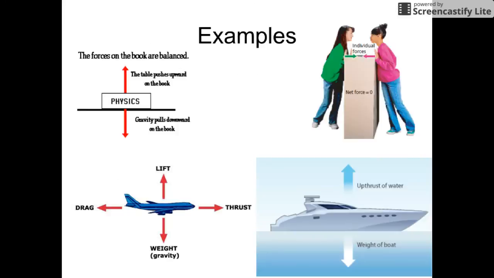Some examples: the book you have sitting on a table. An airplane, where the pull of gravity is counteracted by the lift of the plane. A boat sitting on the water, where the upthrust of the water is equal to the weight of the boat pushing down. Or if you have two people pushing with the same force or pulling with the same force on an object.